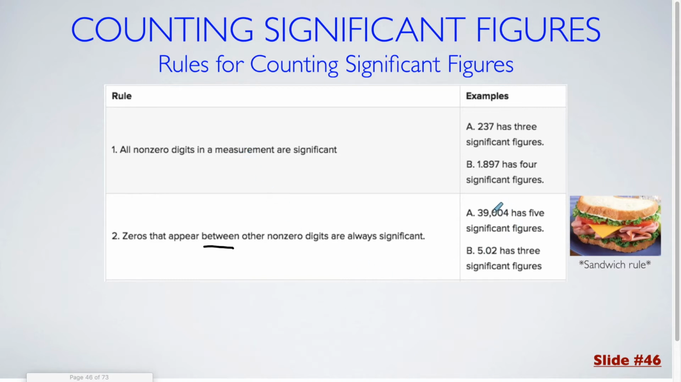These two zeros in the middle are both going to count because they are sandwiched between the 9 and the 4. It doesn't matter how many zeros are in between those two numbers, all of them are going to count as long as they're sandwiched. In this example, 5.02, the 0 is sandwiched between the 5 and the 2. So that would count as a significant figure, and we would say that it has 3.